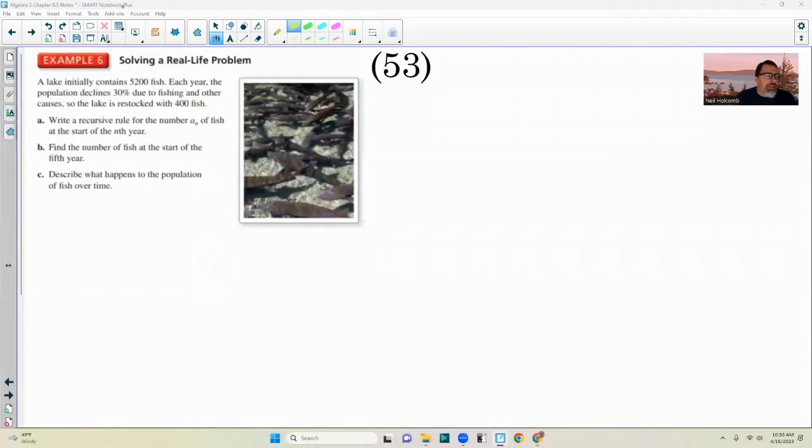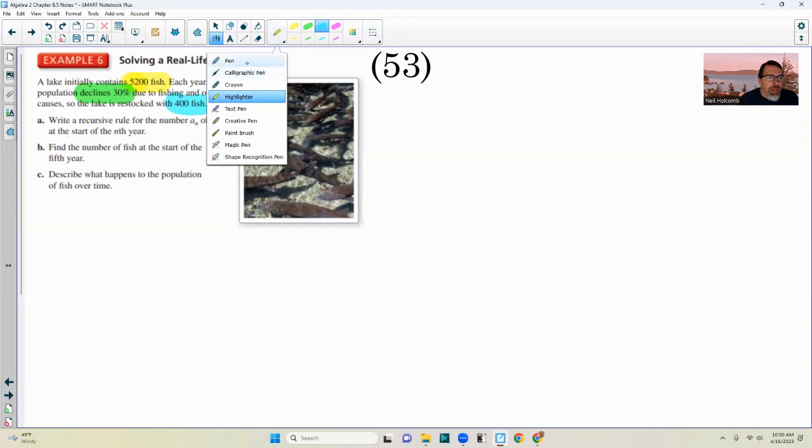Okay, example 6 is solving a real life problem. So it says here, a lake initially contains 5,200 fish. That's our initial number of fish in some lake. Each year, the population declines 30% due to fishing and other causes of death. So the lake is restocked with 400 fish every year. Write a recursive rule for the number a sub n of fish at the start of the nth year and find the number of fish at the start of the 5th year. Describe what happens to the population of fish over time.